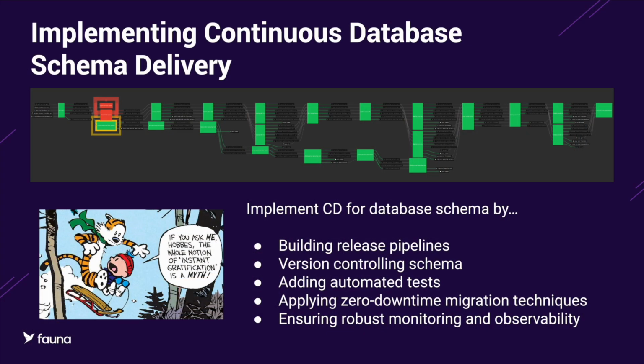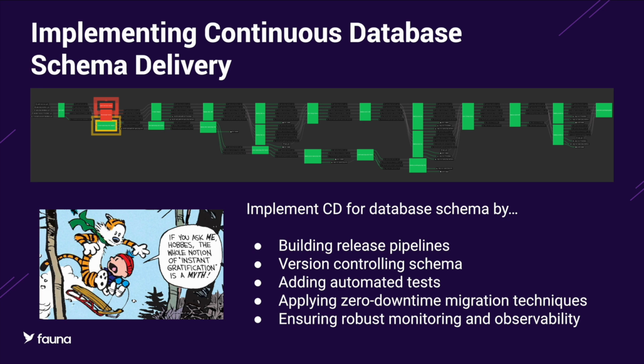So let's assume that we have all these requirements in place and we're ready to go actually implement continuous delivery. What do we do? I'm going to call out 5 specific steps that you can take to start implementing continuous delivery for your database schema.